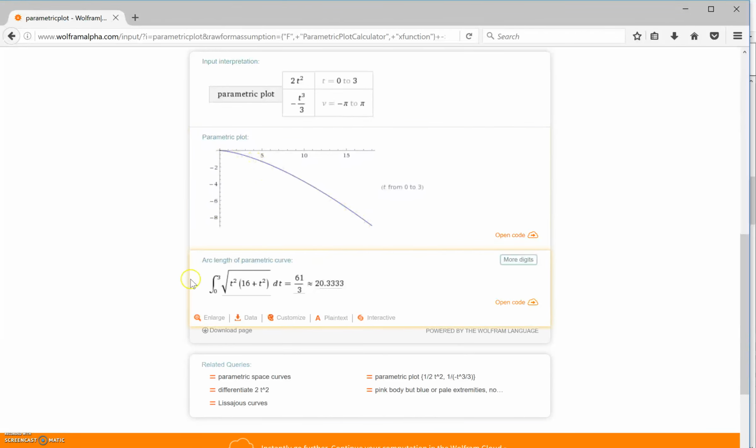If we scroll down a little bit more, we see that Wolfram also calculates the length of this curve for me. That was nice of them. Here's the same integral that we had set up, and they got the same result of 20.333. So I think this is the correct answer, even though it was a little worrisome at first. So that's how we would figure out how far we actually went.